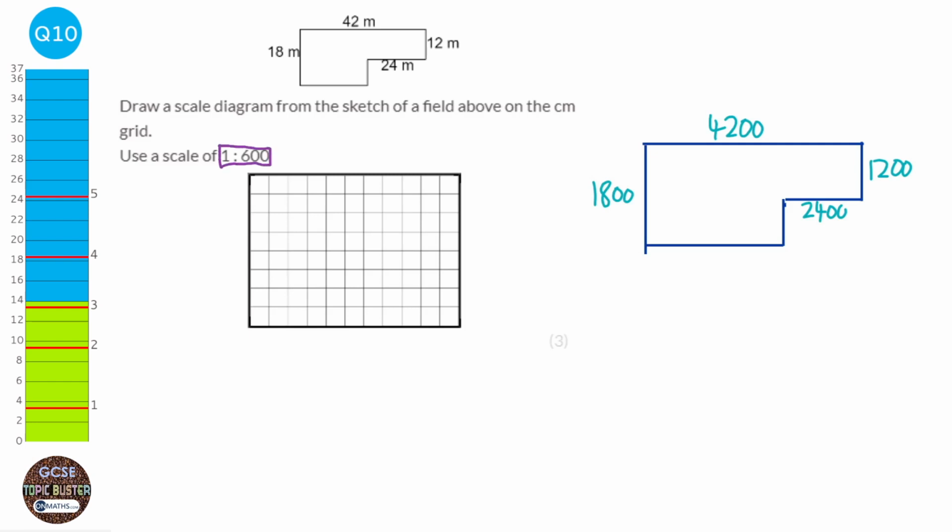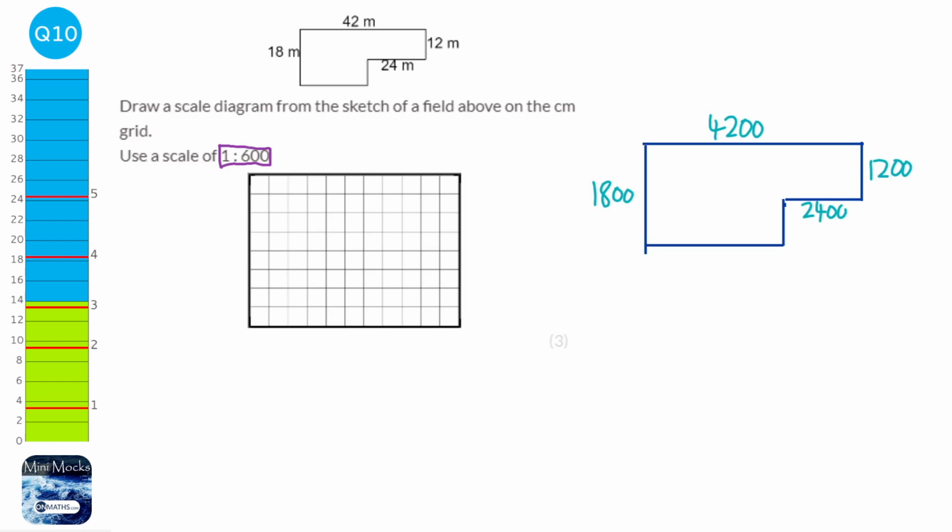And next I'm going to convert them into what the scale says they're going to be in our diagram. So a scale of 1 to 600 means 600 in real life is 1 on our diagram. So I've converted them all into centimetres, and now I need to work out how many centimetres there are going to be on our diagram.